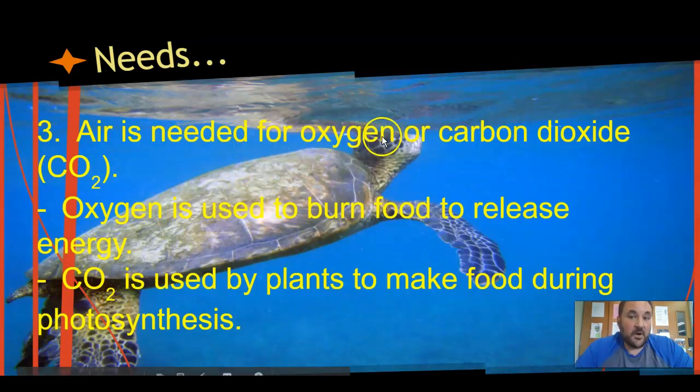Air is needed for oxygen, or if you're a plant, you need it for carbon dioxide. Oxygen is used to burn food and release energy. When we breathe in, we are going to go through cellular respiration. The oxygen actually burns the sugars in your food, kind of like burning a piece of wood does in your backyard or in your furnace to heat your house. Carbon dioxide, CO2, is used by plants, and it's actually a building block of sugars in photosynthesis.